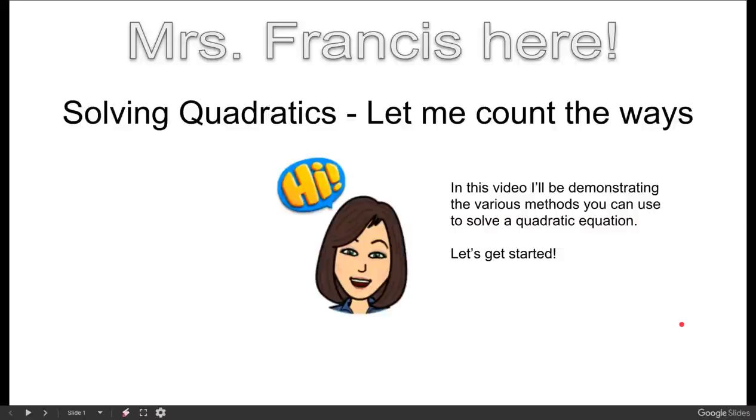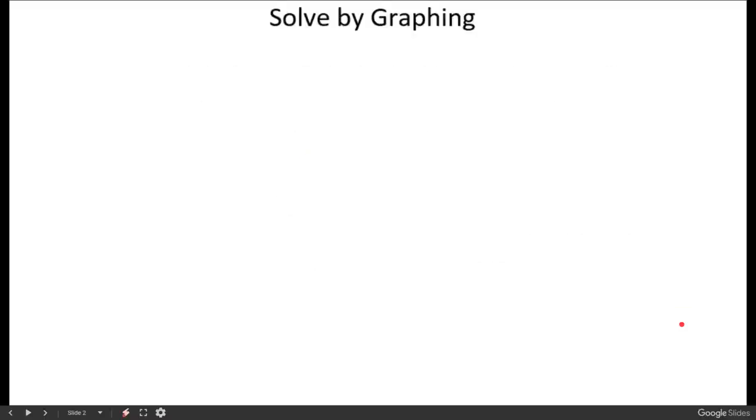Hi, it's Mrs. Francis here, and today we're going to be looking at all the different methods you can use to solve a quadratic equation. And the first one is to solve by graphing. So what we would do is put this into our calculator and view the zeros on the graph.